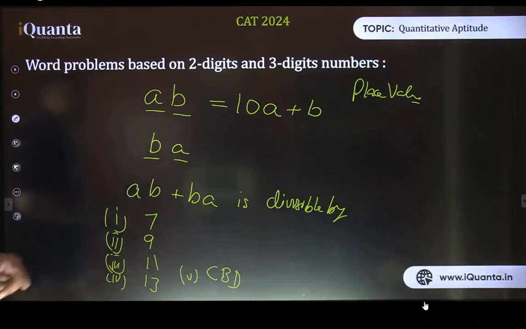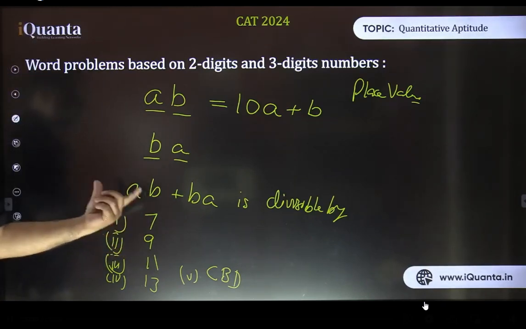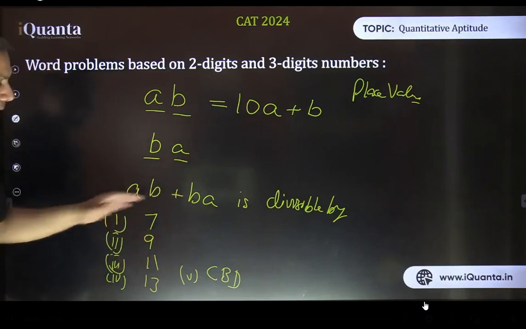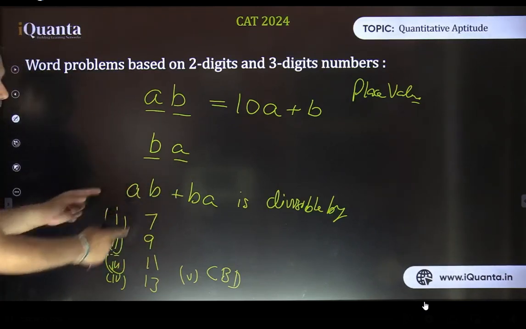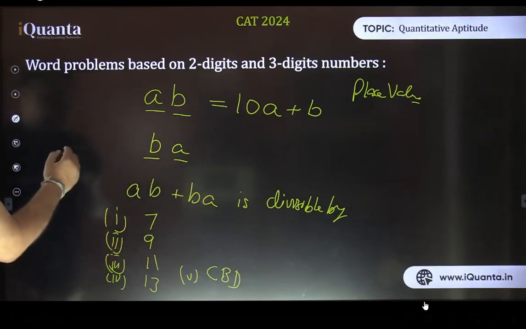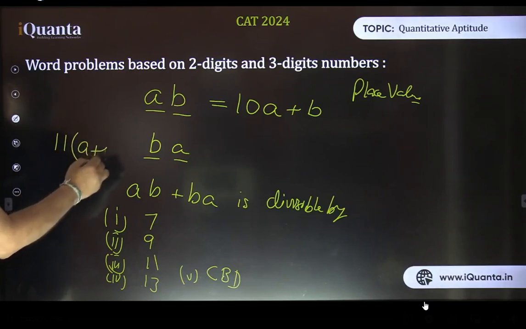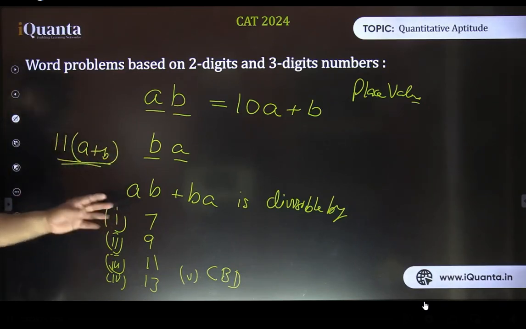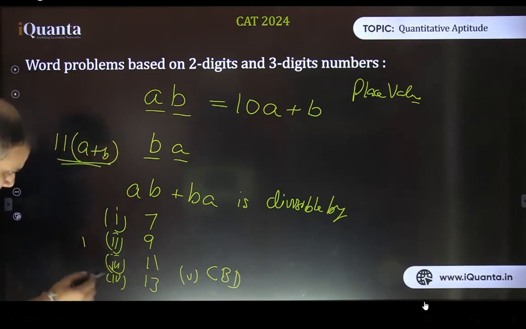So even if I do not know what the number is, if I'm able to expand it according to place value, we can easily verify this. This is 10A plus B, this is 10B plus A, and if we add them, it becomes 11 times A plus B, which confirms that whatever be the value of A and B, it is certainly divisible by 11. This 11 is the third option.